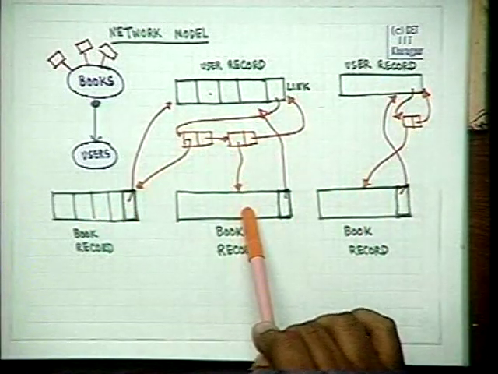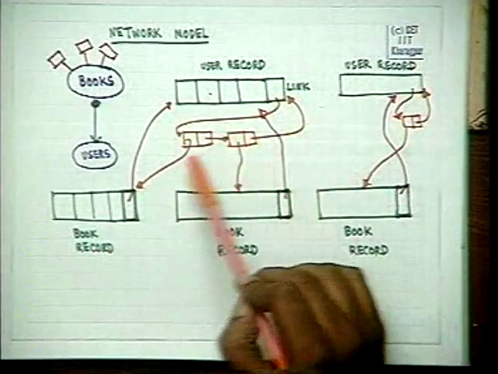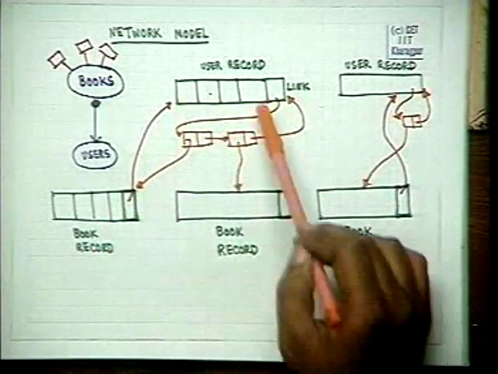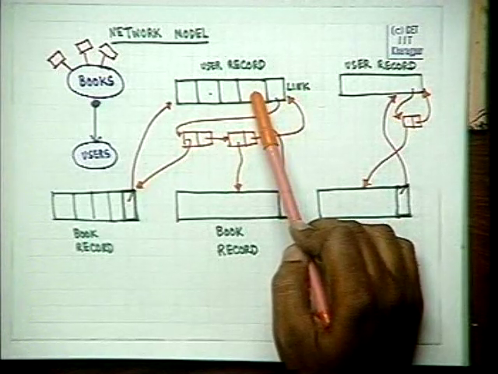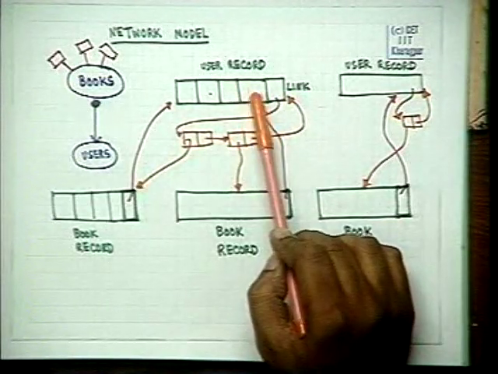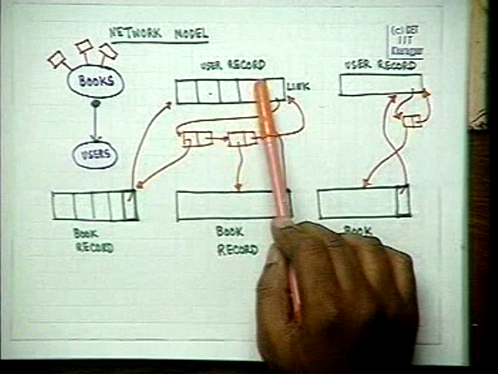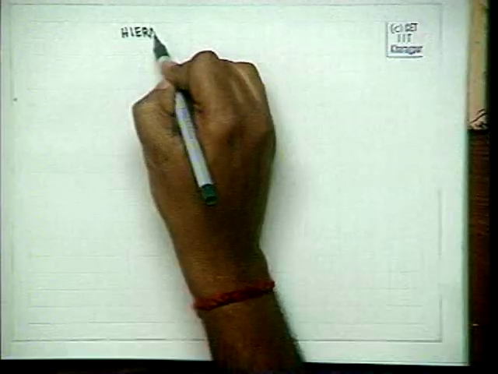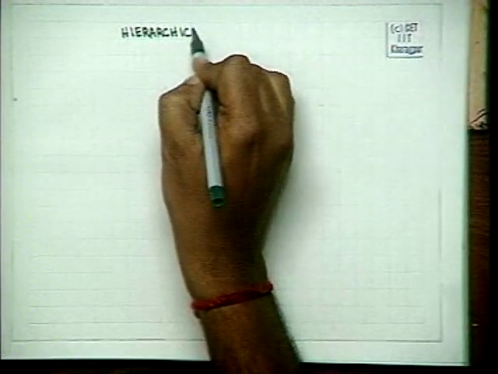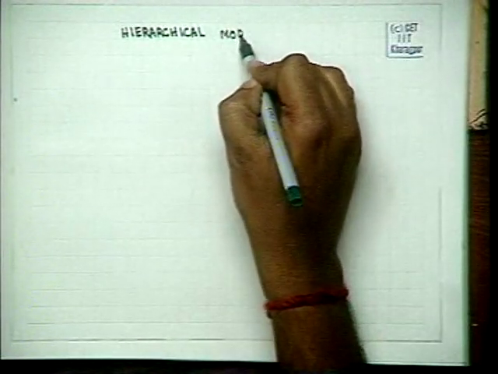But if a particular record is linked, for example, this user is linked to this person as well as this person, in a hierarchical model this will not be allowed, while this is allowed in a network model. In a hierarchical model, this will have to be made one separate and this will have to be made one separate. But the hierarchical model is useful in applications where the structure is inherently a tree, in structures which are essentially trees.